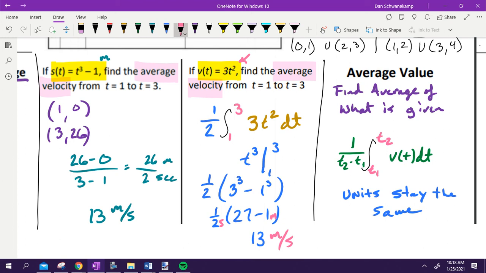Questions on how we did this thing? Obviously, we made it a foldable for a reason, so you could go back and revisit it and see what you're doing.